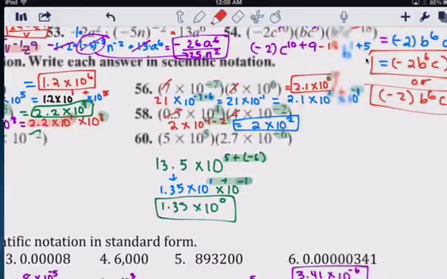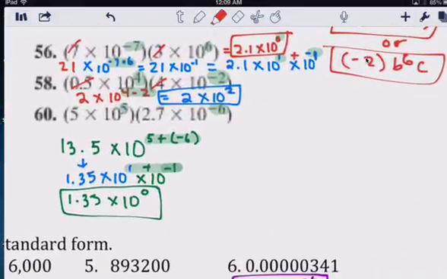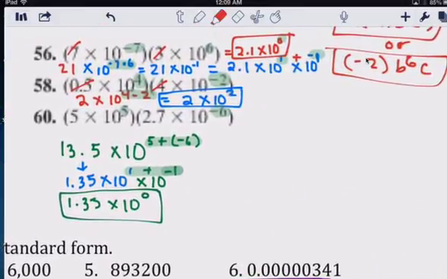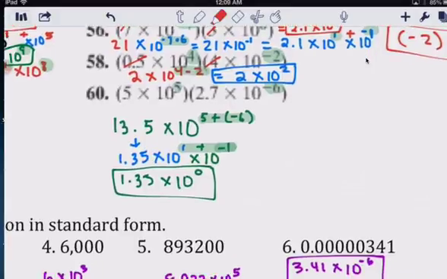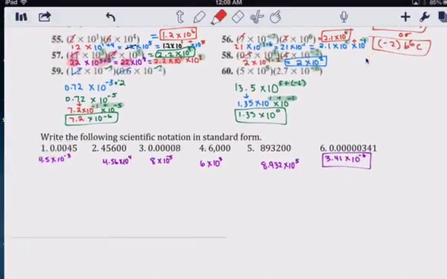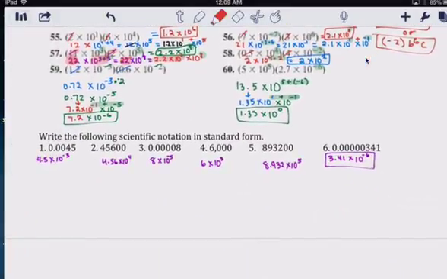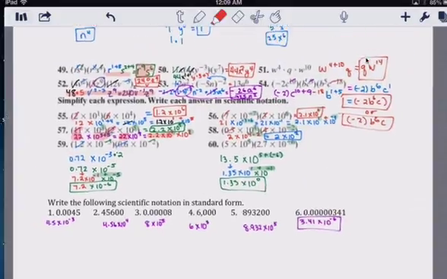Okay. This one here. And then writing them in scientific notation. That should be easy for most of you guys. Okay? That's it. That's the answer.